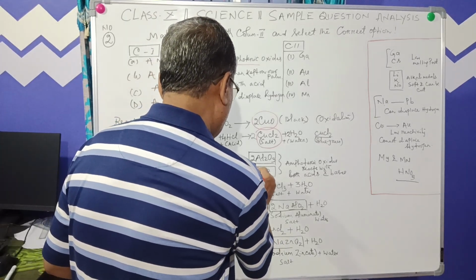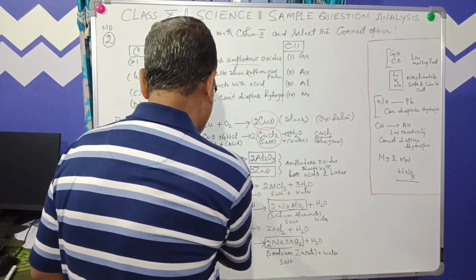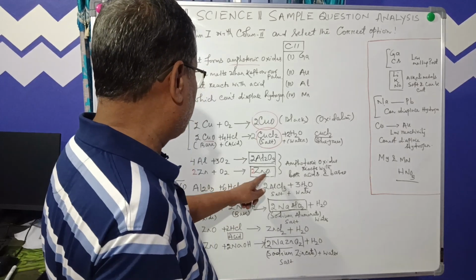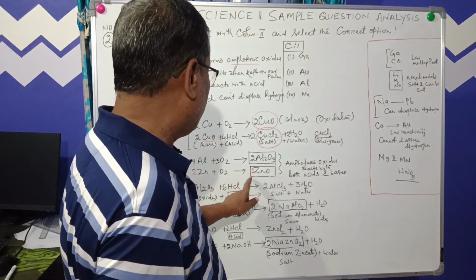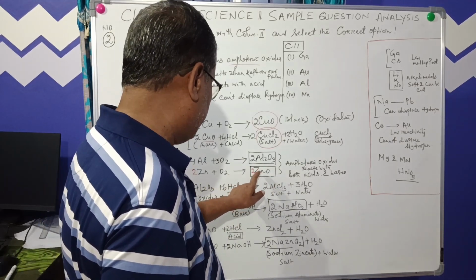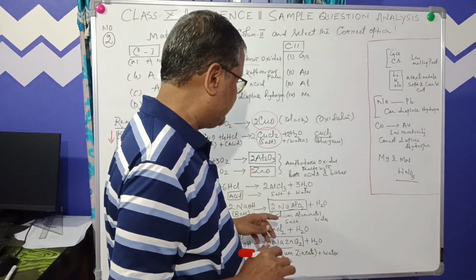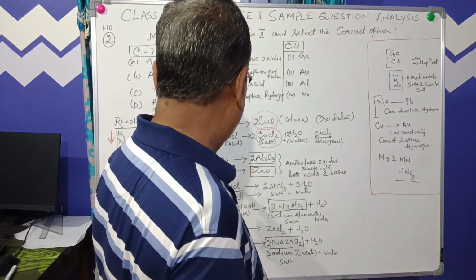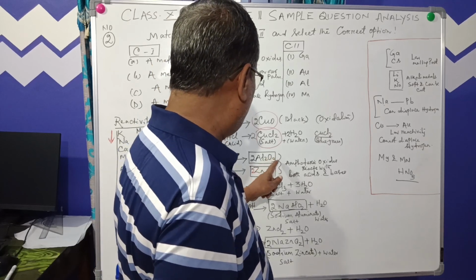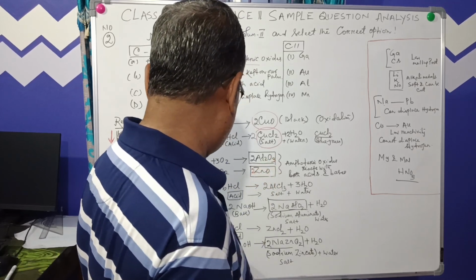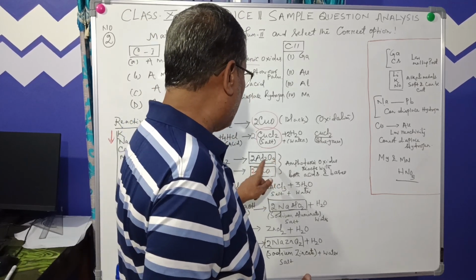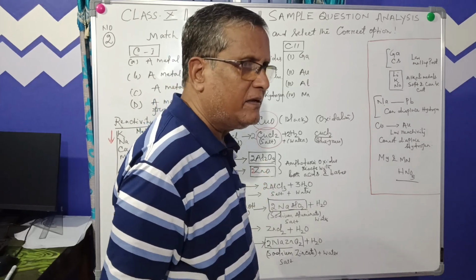Now we multiply by 2 here and 2 here, so oxygen is 2 atoms and zinc 2. I committed a mistake there, I just skipped it. So we got two oxides, aluminum oxide and zinc oxide.